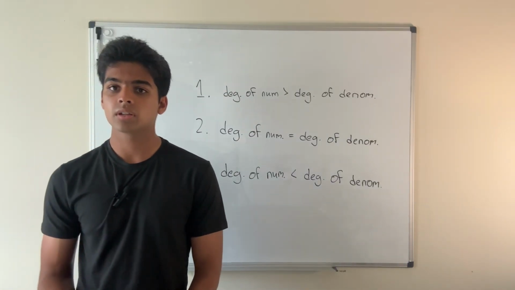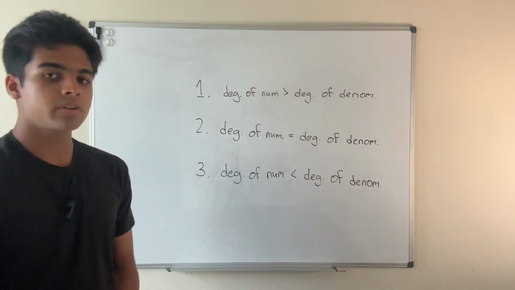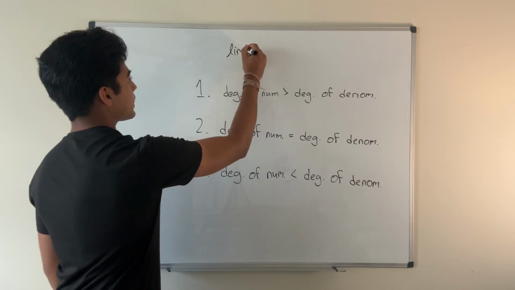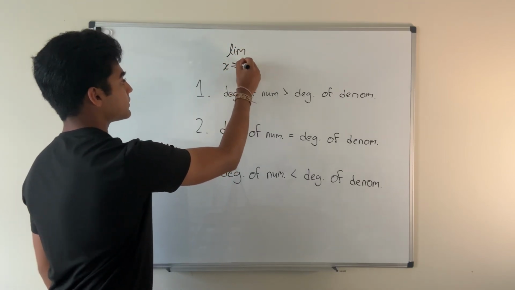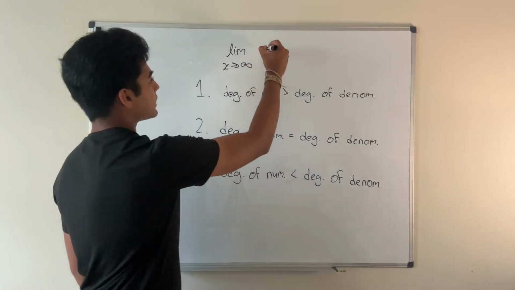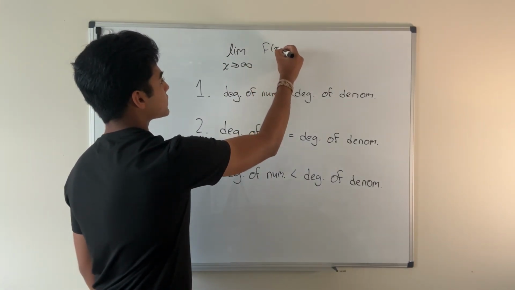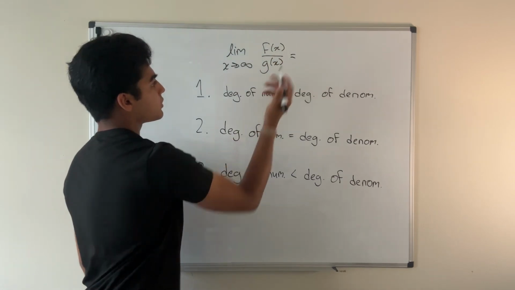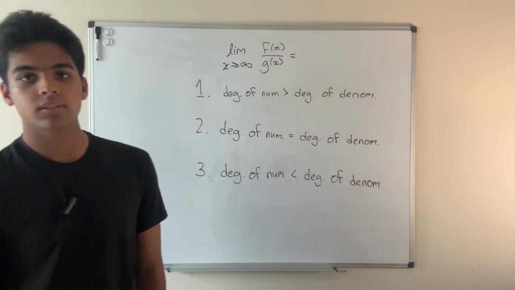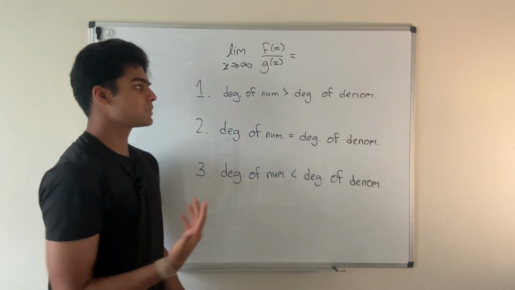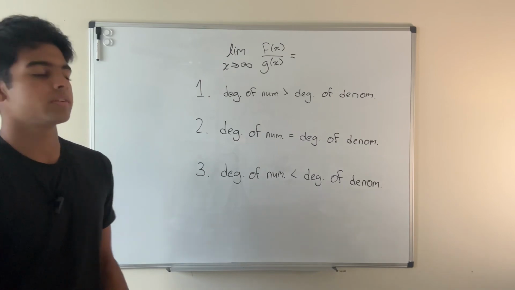So now let's look at limits at infinity. Limits at infinity are when you have the limit as x approaches infinity of some rational function. A rational function would be like a function f of x over another function g of x. And if we wanted to evaluate this, how would we do that? For this, there are three different cases.